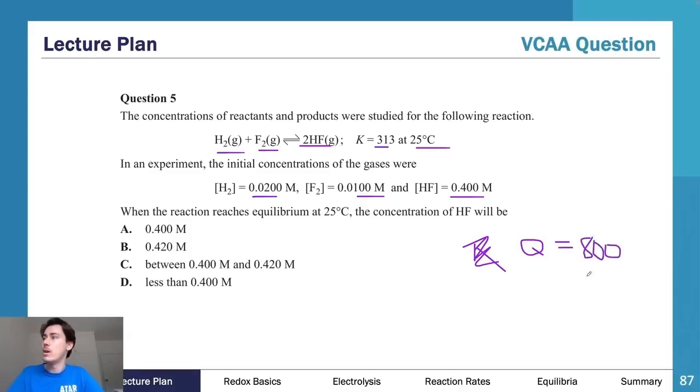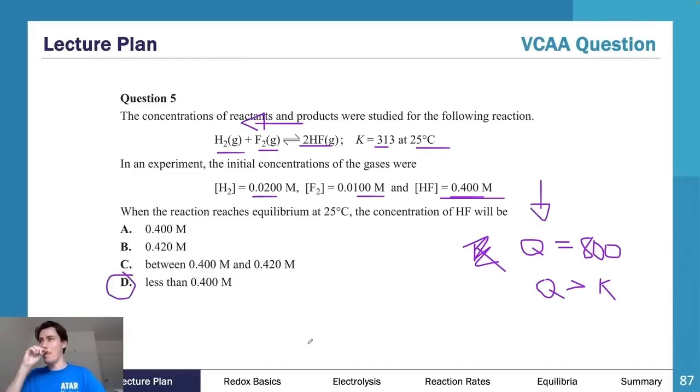Now my Q value is greater than my K value. So remembering back to that last slide, what does that mean? Q is greater than K. It means I need to shift to the left. So if I need to shift to the left, I need to go this way. So what's going to happen to my HF, which was 400 or 0.4, it's going to be reduced. So it's going to end up less than 0.4 molar because I need to go back to the left.